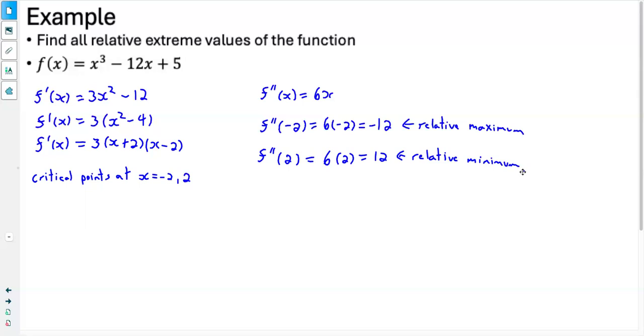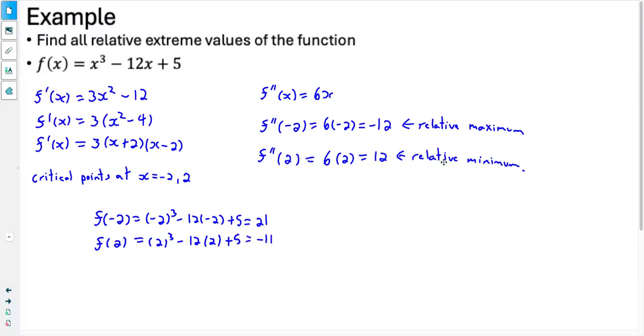Now we probably want our exact locations of these. So if I have f of negative 2, I'll substitute that into here. So that gives us negative 2 cubed minus 12 times negative 2 plus 5, which gives us 21. And if we have f of 2, 2 cubed minus 12 times 2 plus 5, that gives us negative 11. So as expected, our relative maximum is a larger number than our relative minimum.